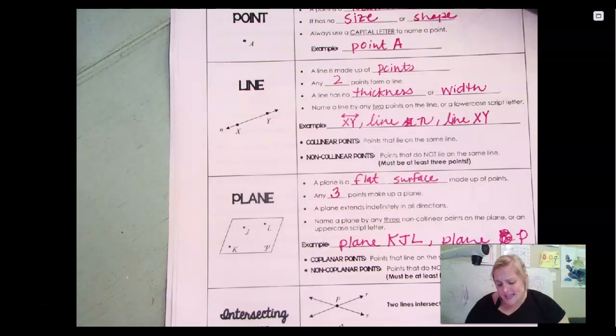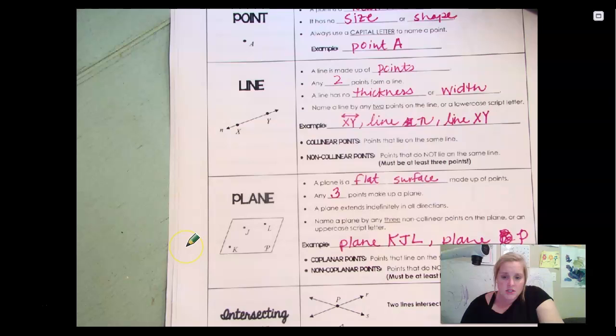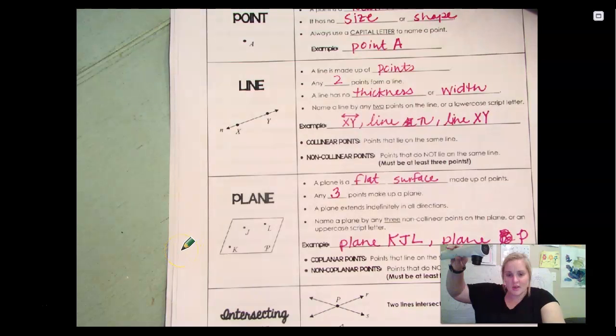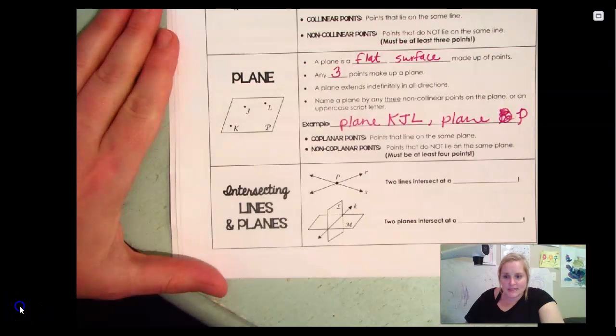Alright, coplanar points. Points that lie on the same plane. Non-coplanar points are points that do not lie on the same plane. There must be 4 of those. So everything that we're talking about right now is basically vocabulary. We're going to continue on down to intersecting lines and planes.